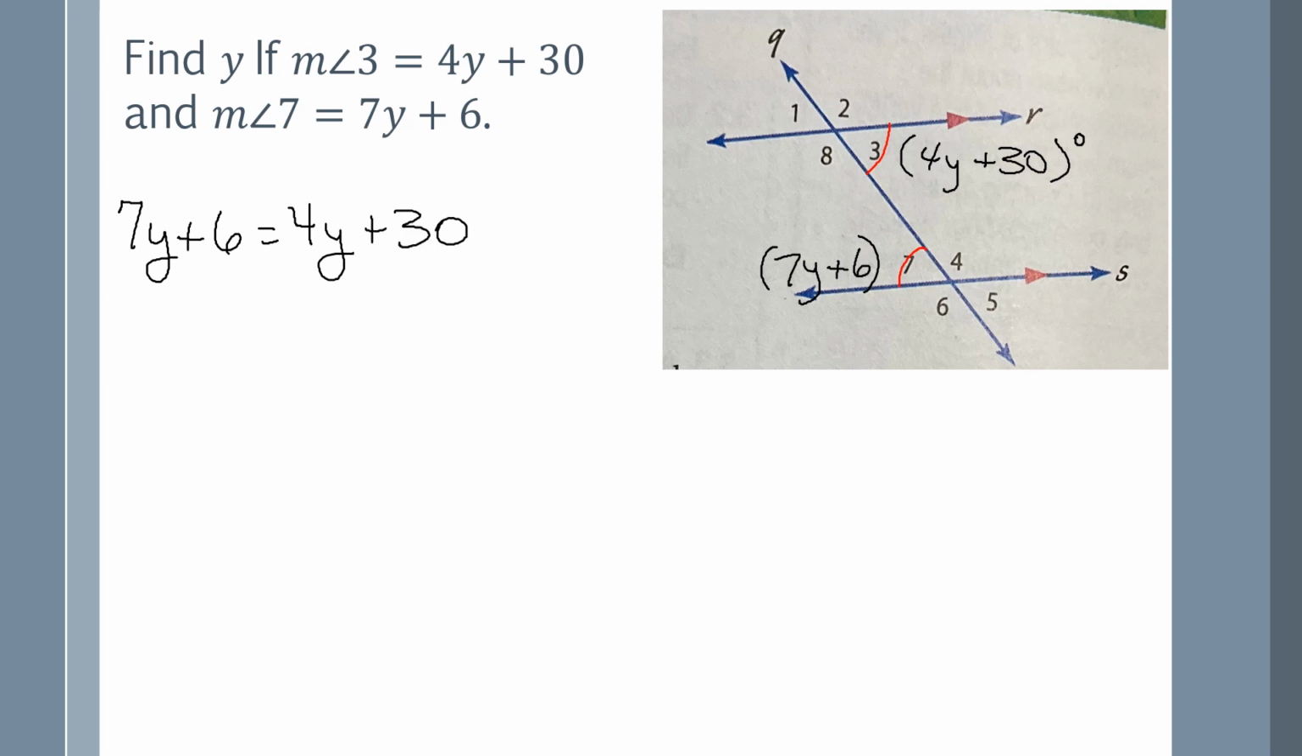Subtract 4y from each side, and I get 3y plus 6 equals 30. Subtract 6 from each side, I get 3y is equal to 24. Divide each side by 3. Y is equal to 8.